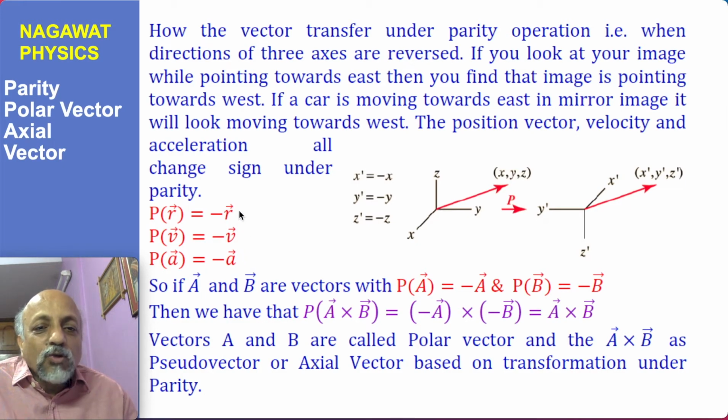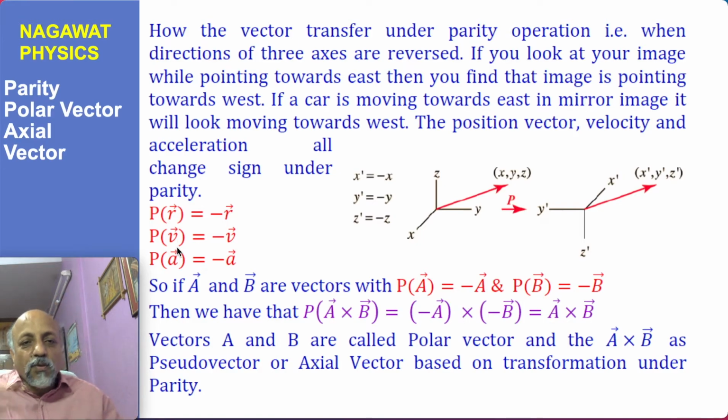But now you may have noticed that for these vectors called polar vectors, which point to something, to a pole, the position vector, the velocity vector, the acceleration vector, the sign is changing under parity. But if you take any two polar vectors for which the sign is changing under parity, and take the cross product, then that would also be a vector. But this cross product will not have any change of sign.